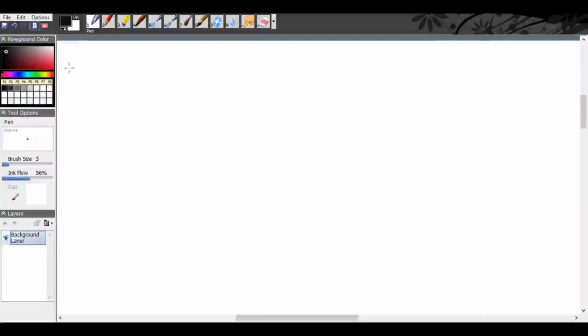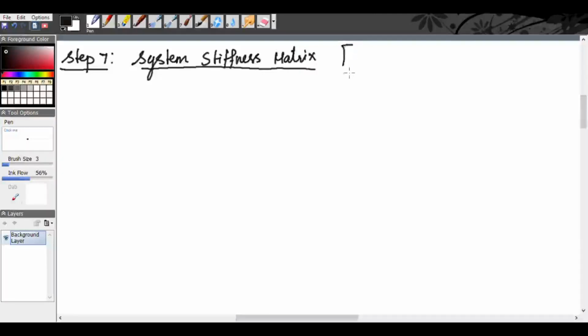Now we will move on to our step 7. So step 7, we have to determine the system stiffness matrix. As you all know, the symbol for system stiffness matrix is capital K. We know capital K is equal to beta transpose small k into beta.